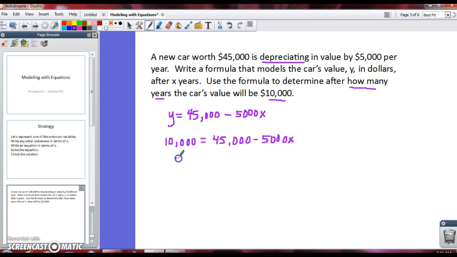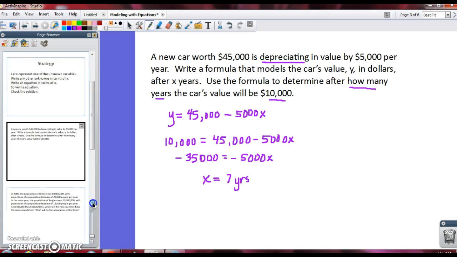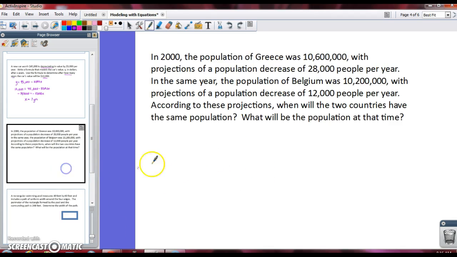Subtract 45,000 from both sides. Then divide both sides by negative 5,000, and we end up with x equals 7. Make sure you label 7 what? 7 elephants, 7 bananas? No, it's 7 years. Okay? Just make sure that you label the problem. So that one's pretty straightforward. Just getting our feet wet a little bit here.